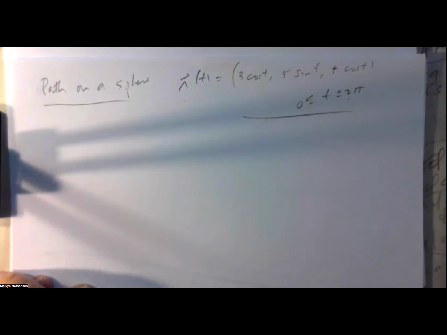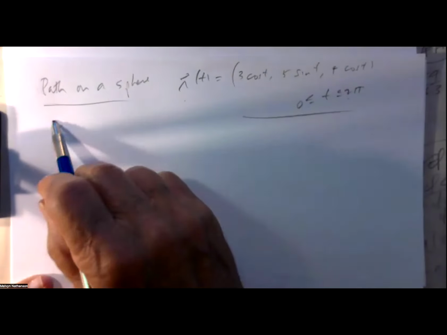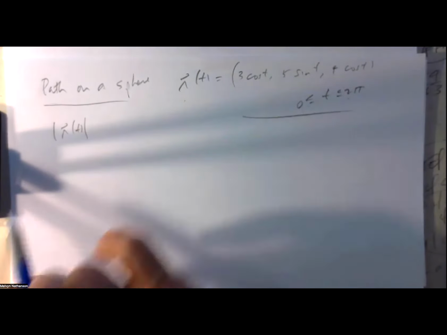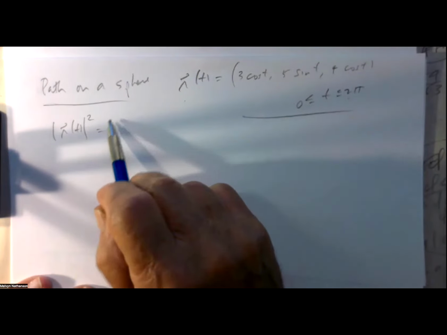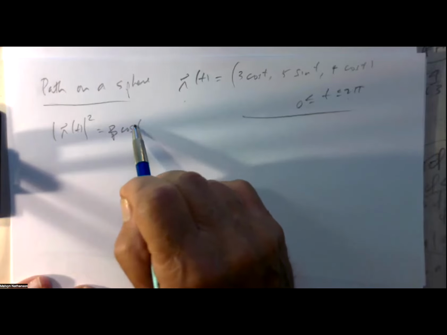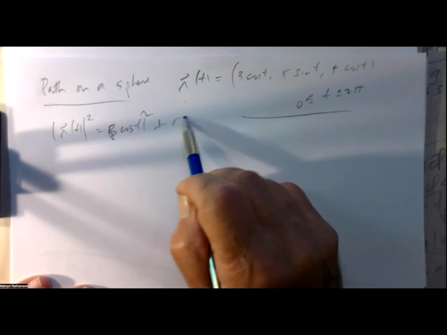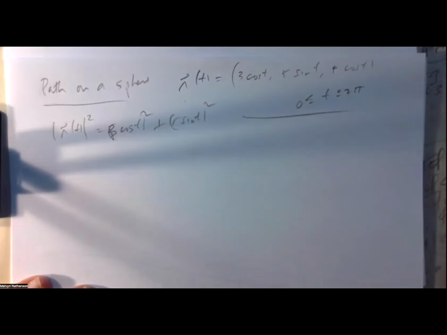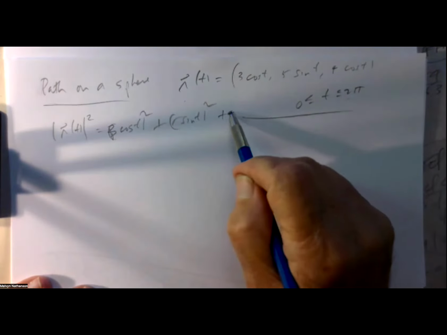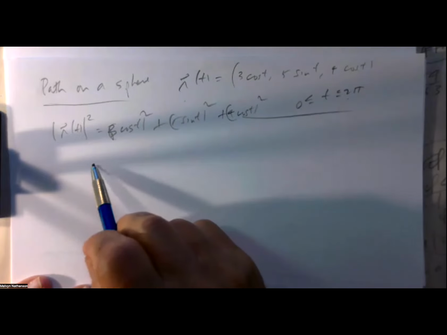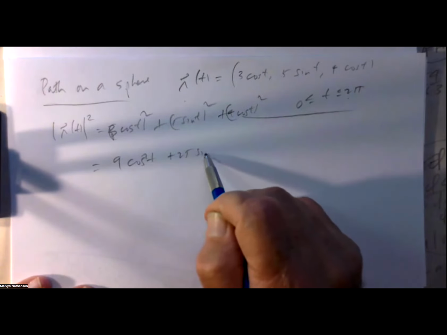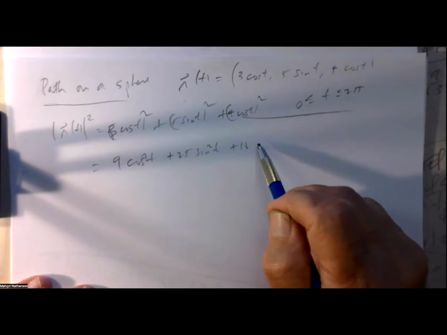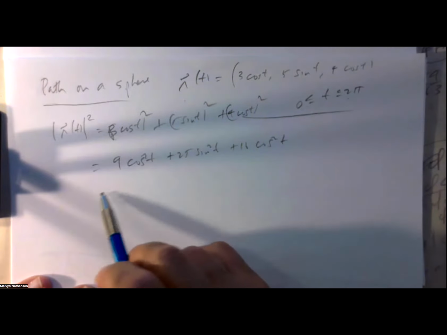Why is this on a sphere? So what is the length of this vector R of t? The length squared is the sum of the squares of the coordinates. So that's 3 cosine t squared plus 5 sine t squared plus 4 cosine t squared. That's 9 cosine squared t, 25 sine squared t, 16 cosine squared t.